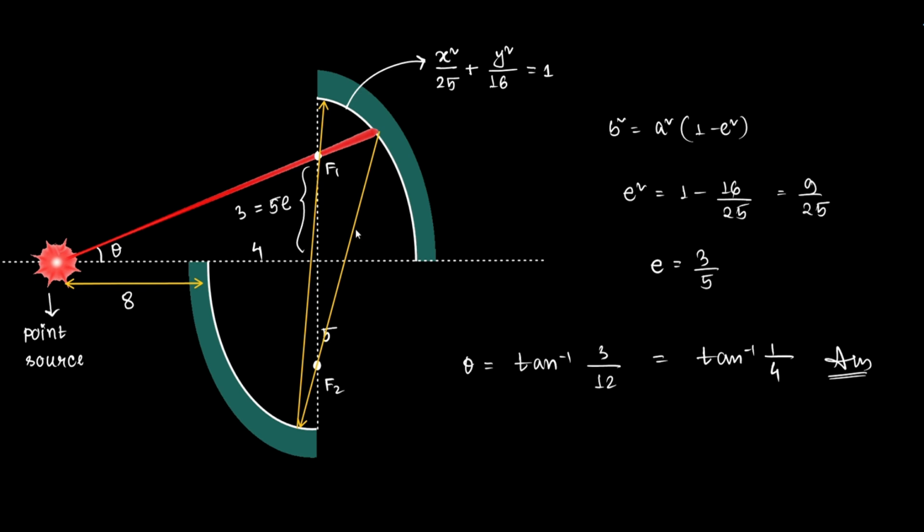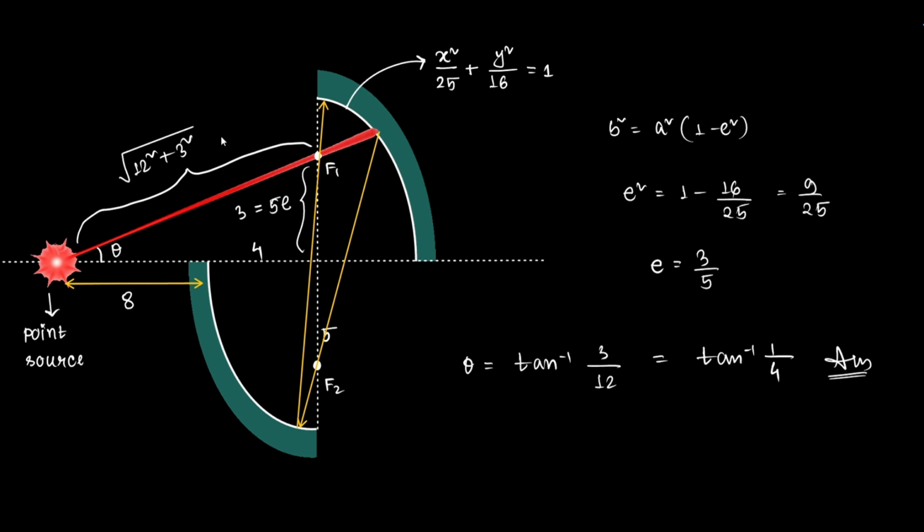So what will be the net distance? So this distance is already known to me. So it is 12 squared plus the square root of 12 squared plus 3 squared. So calculate it on your own.